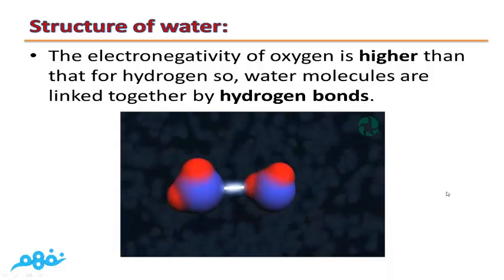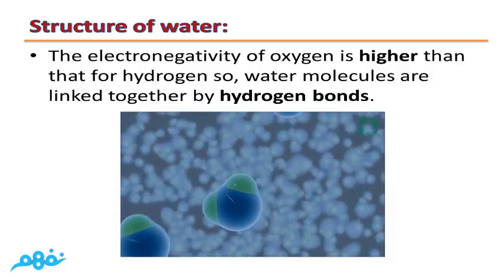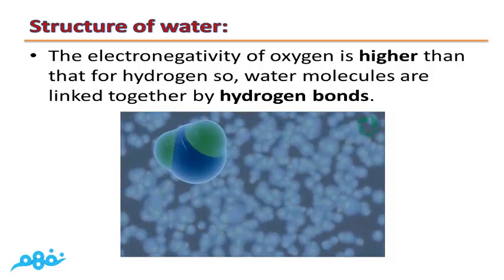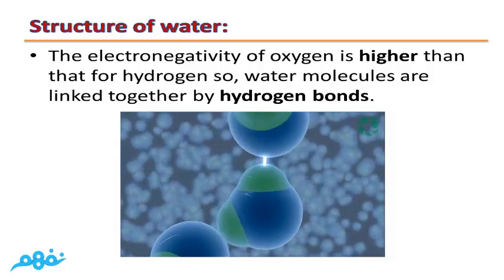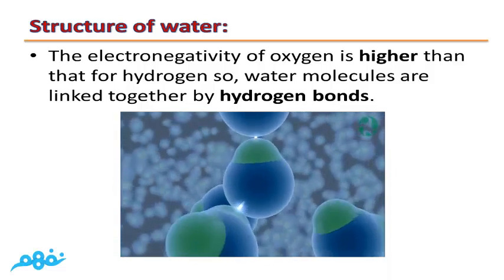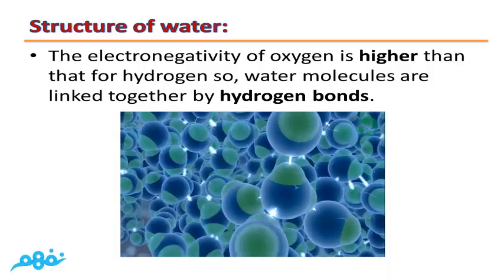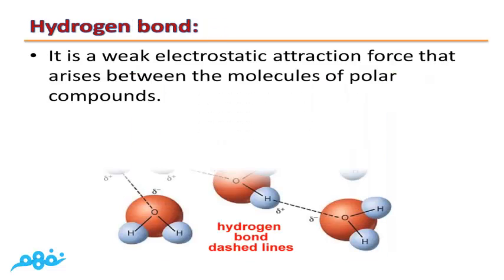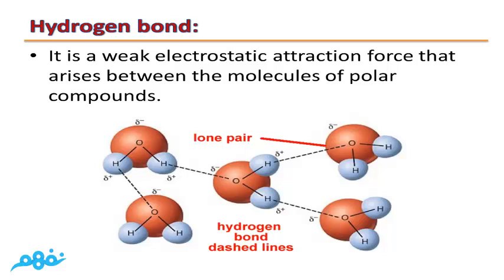This hydrogen bond is too weak, so it can be broken and formed continuously, as you can see. And it is represented by electrostatic attraction between positive and negative charges. And you will see that hydrogen bond is responsible for all abnormal properties of water. What's meant by hydrogen bond? It is a weak electrostatic attraction force that arises between the molecules of polar compounds. And we know that water is a polar compound.